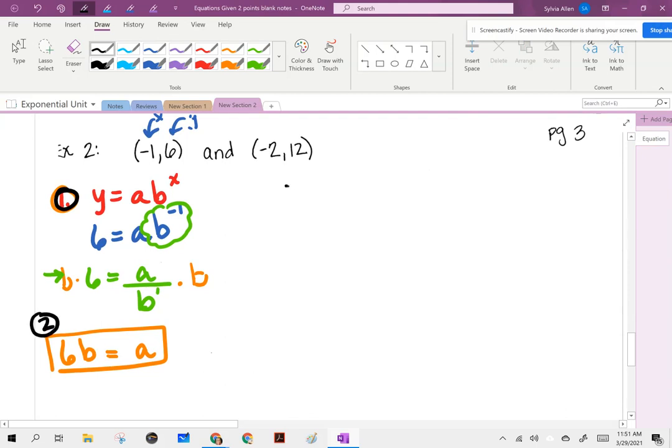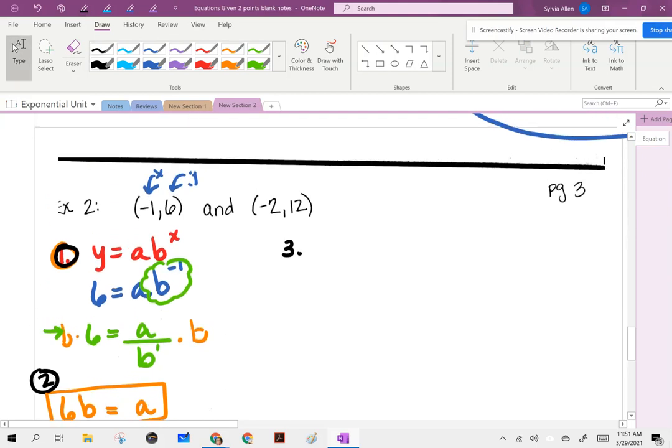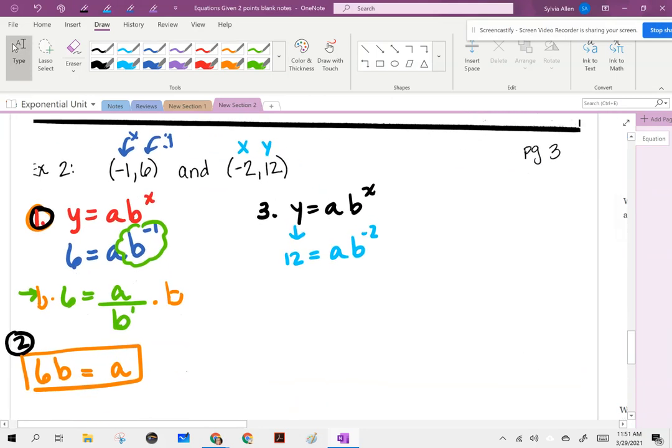Now we're going to do step 3, which is the same thing, but we're going to use the other point. So we're going to go y equals ab^x. This time I'll color code it. I'll use a light blue. Remember that this is the x and this is the y. So 12 is equal to ab to the -2. So what we're going to do, again, we always have to simplify before we can solve. So 12 is equal to a over b squared.